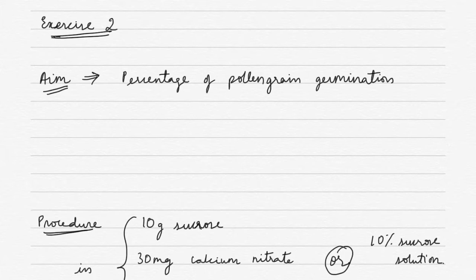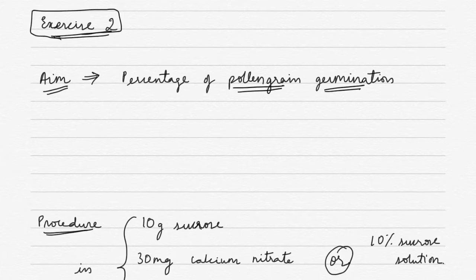We shall now study exercise number 2 of 12th Bio Practicals. Here in this experiment, we are going to study pollen grains, the structure and everything of it in detail, and then we are going to study the germination part of pollen grains.